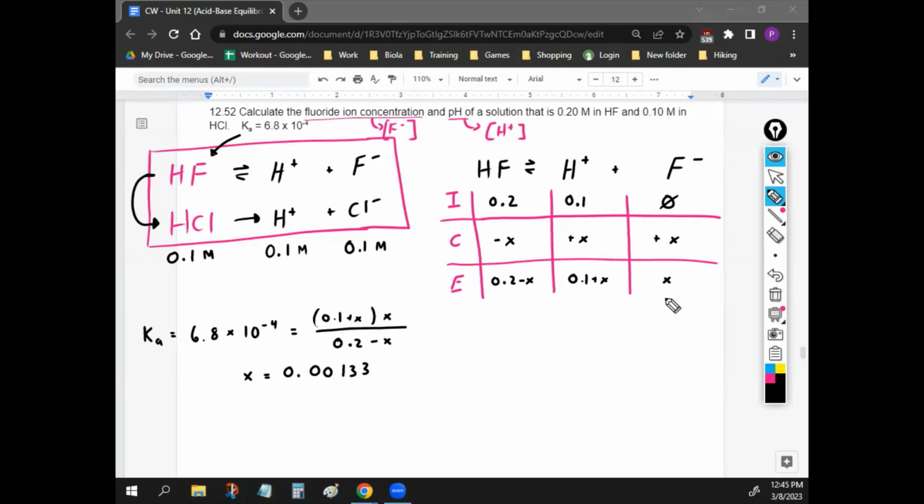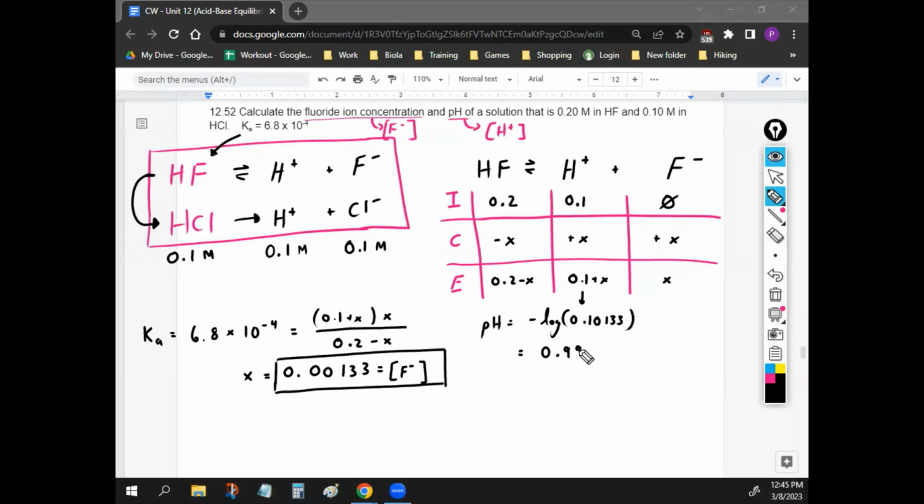Now, if you notice, X is equal to the fluoride concentration, right? So this is going to be your first answer. Your fluoride concentration will be this value right here. And then for the pH, you're just going to put in the value right there and add. So this is going to end up equaling 0.10133. And then if you want to find the pH, all you need to do is take the negative log of this value right here, and that will give you a pH of 0.994. Okay, so those are your two final answers.